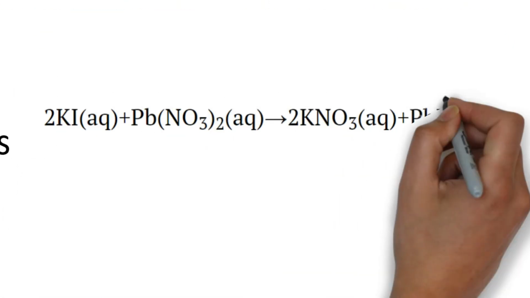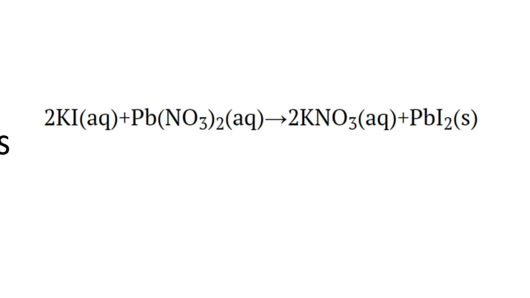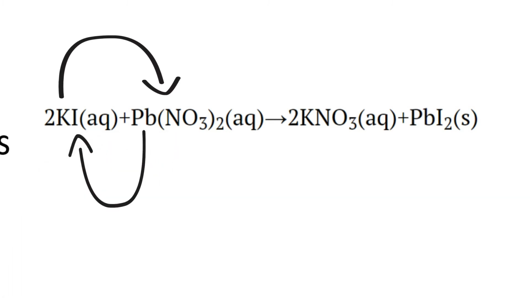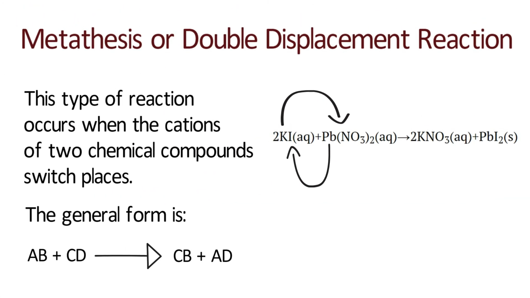When aqueous solutions of potassium iodide and lead nitrate are mixed, the following reaction occurs. Here potassium replaced lead in lead nitrate, and at the same time lead replaced potassium from potassium iodide. Another example is adding hydrochloric acid to silver nitrate. Same thing happens here. Hydrogen and silver replace each other.